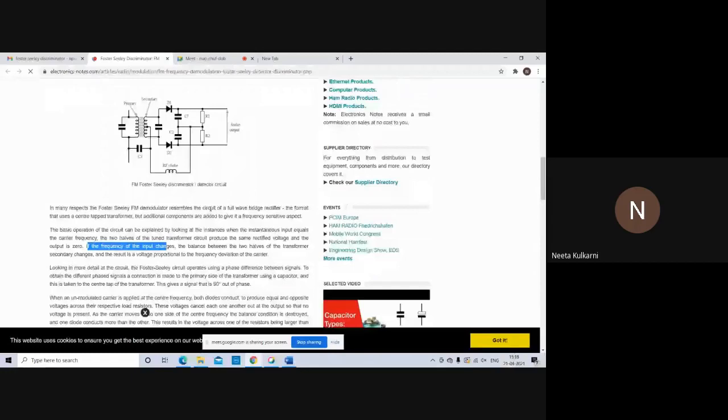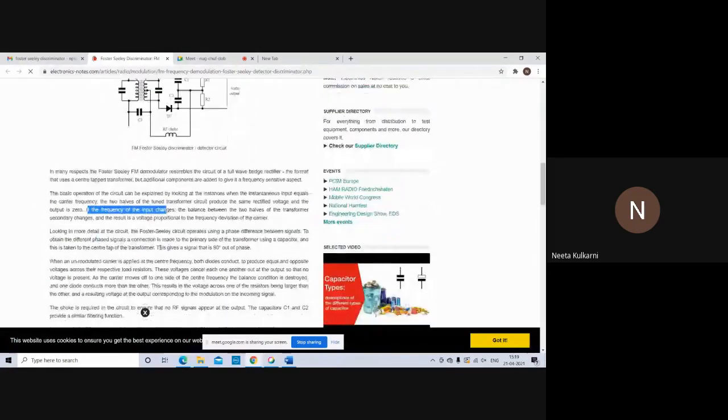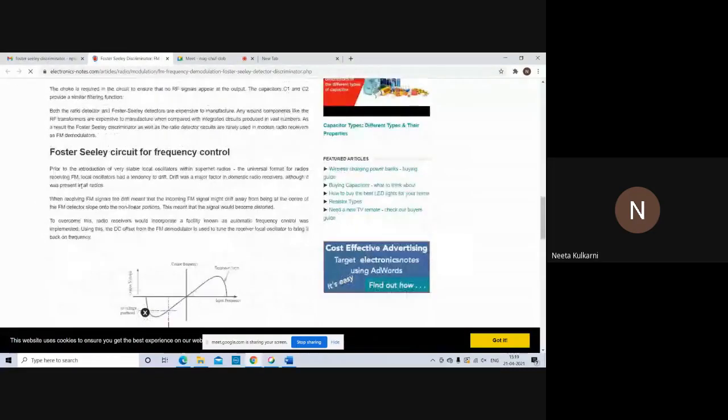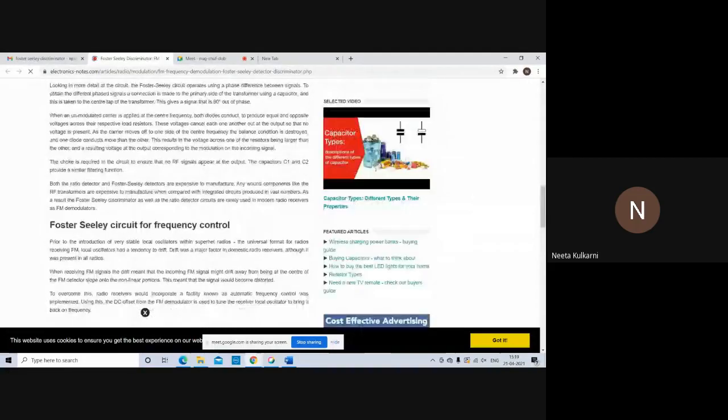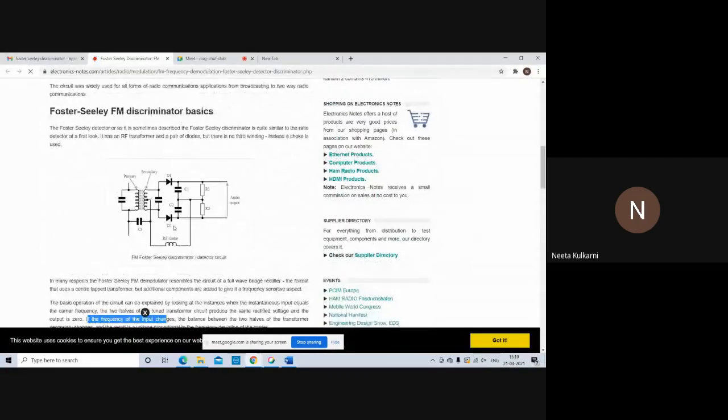The main difference between the dual slope detector and the Foster-Cini discriminator is that this circuit is more frequency selective because of the use of this additional RF choke, which is eliminating the high frequency signals. If still some high frequency signals are present in the output, then those are eliminated by this RF choke. That is the principle of this Foster-Cini discriminator. Okay, so it is also used for frequency control in some applications. So this diagram is only expected for this Foster-Cini discriminator.